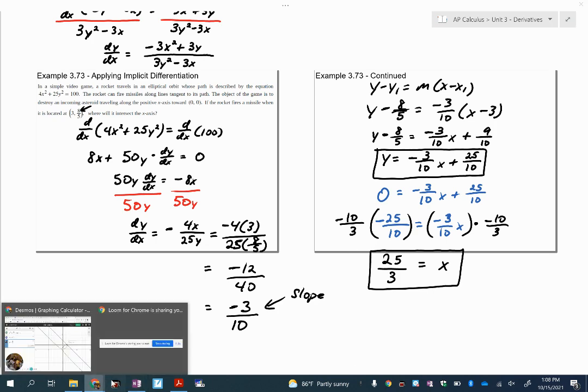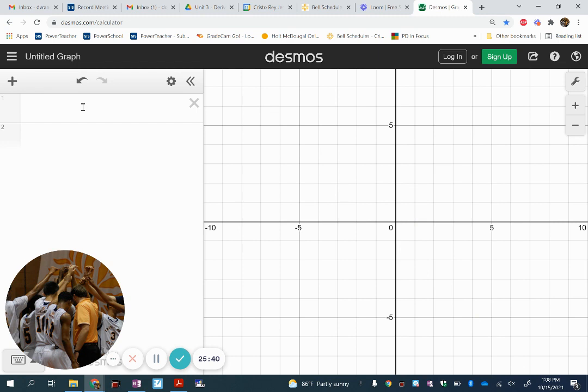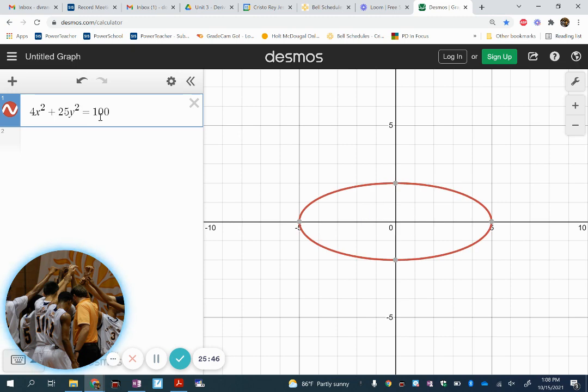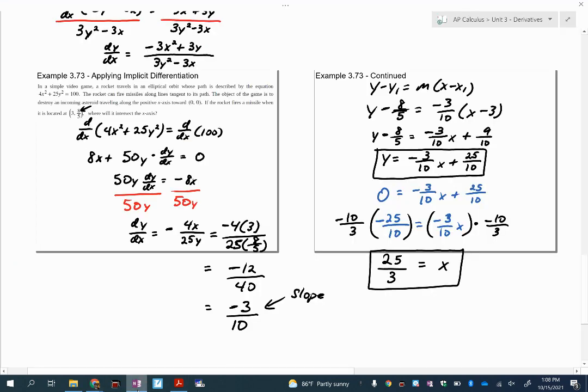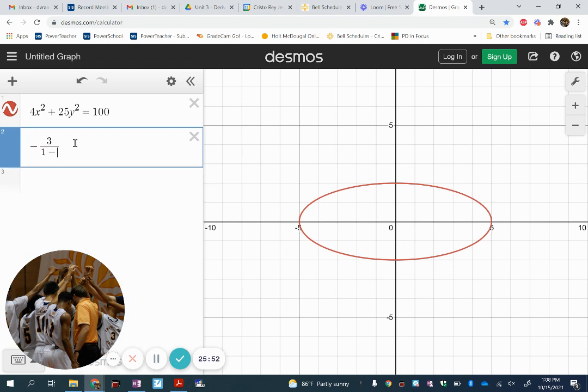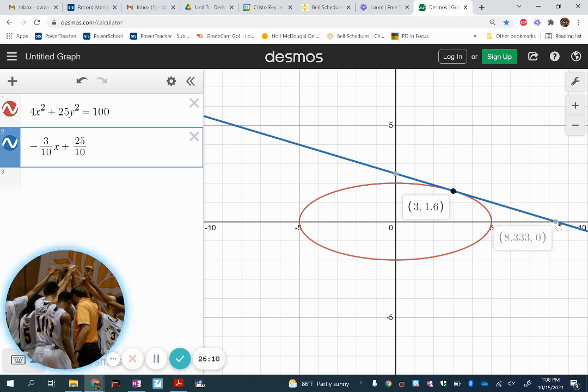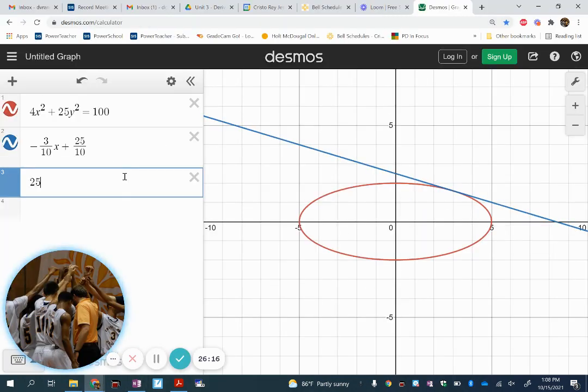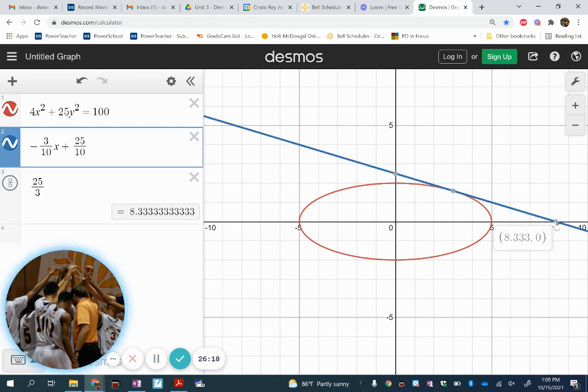So I have 4x squared plus 25y squared equals 100. There's the ellipse. Our line is negative 3/10 x plus 25 tenths. So there's the line, and there it is, tangent to (3, 8/5). 8 divided by 5 is 1.6. Again, that's not the answer. The answer is where it crosses the x-axis, which is 8.3 repeating. And we said our answer was 25 thirds, and 25 thirds is 8.3 repeating. So you can see that those match.